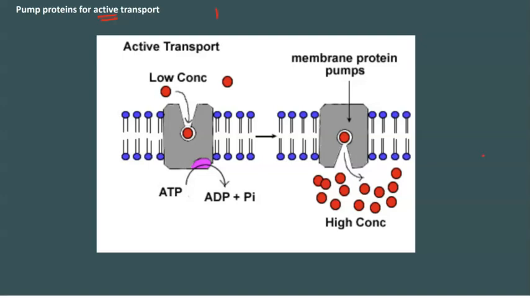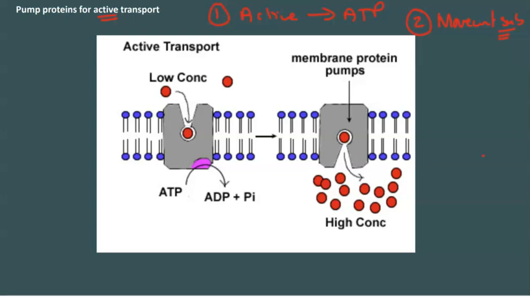So first of all, we know that being active is going to involve the expenditure of energy in the form of ATP. And the second thing is that although there will be membrane proteins involved, there's going to be a movement of substances across the cell membrane.